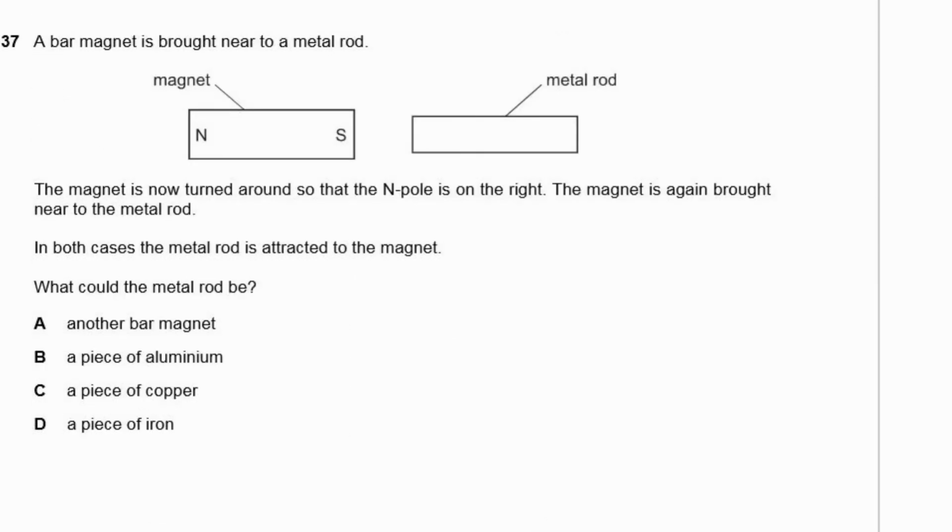37. A bar magnet is brought near to a metal rod. The magnet is now turned around so the north pole is on the right. The magnet is again brought near to the metal rod. In both cases, the metal rod is attracted to the magnet. What could the metal rod be? Let's look at our options. Another bar magnet? No, if we turn it around it would repel. A piece of aluminium, not magnetically attractive. A piece of copper, not magnetically attractive. A piece of iron, yeah. There we go. A piece of iron. That's our answer.